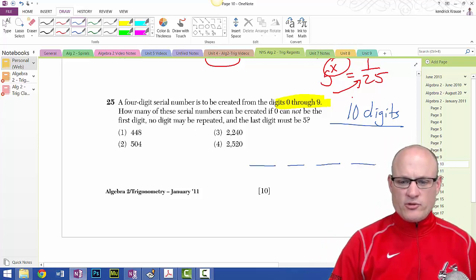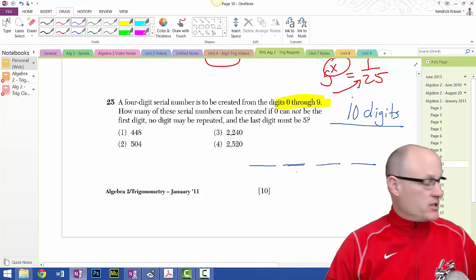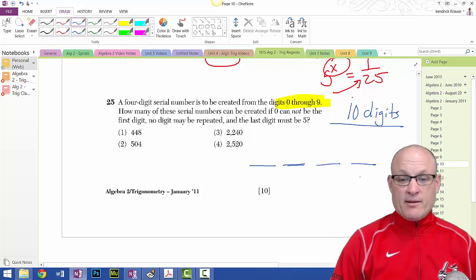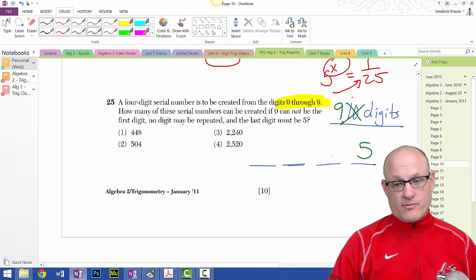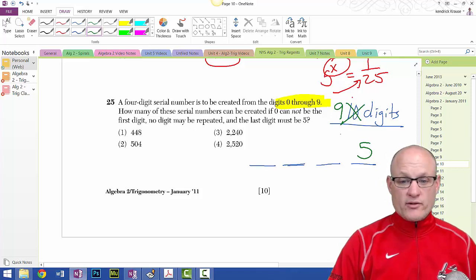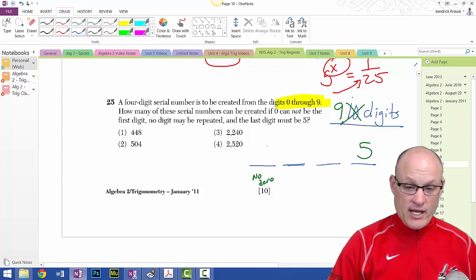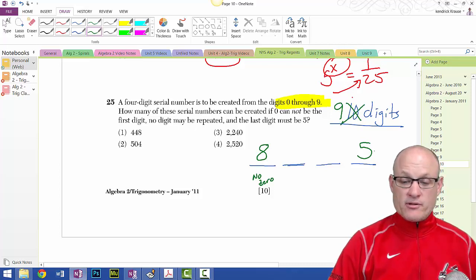Now, what you have to do when you're doing problems like this is start with the most restrictive one. The most restrictive one says this last number has to be a 5. I have no choice. That leaves me 9 digits left. Of those 9 digits, one is a 0, and they said you cannot start with a 0, so no 0 here. That leaves me only 8 digits here. So I'm going to pick one of the 8 that I have to choose from.